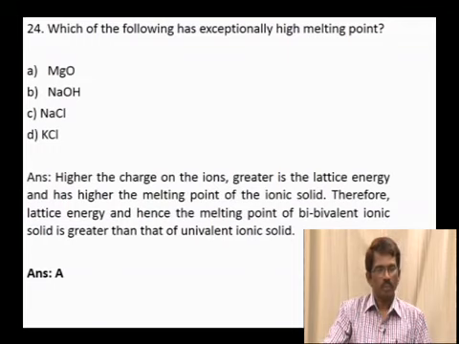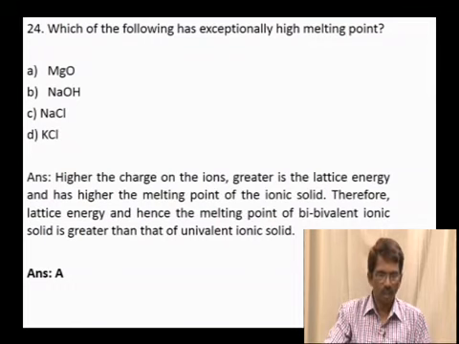So question number 24, which of the following has exceptionally high melting point? The options are MgO, NaOH, NaCl and KCl. Lattice energy is the amount of energy which is required to break 1 mole of ionic solid into its constituent ions. So lattice energy is directly proportional to the charge on the ions. Among the options given, magnesium has 2+ charge, and therefore the lattice energy and the melting point of a bivalent ionic solid, which is MgO in the options, will be more than that of the univalent ionic solids, and hence the correct option is option A.